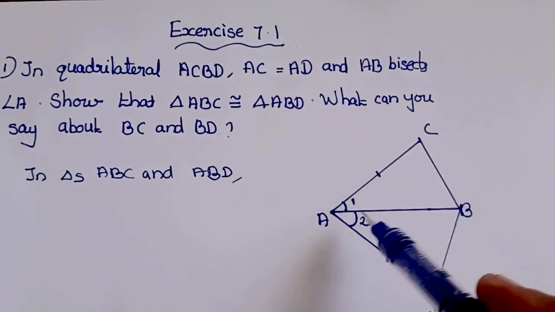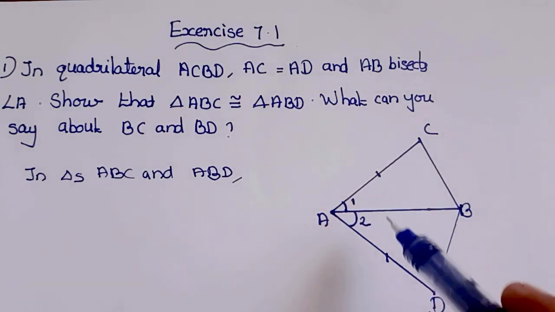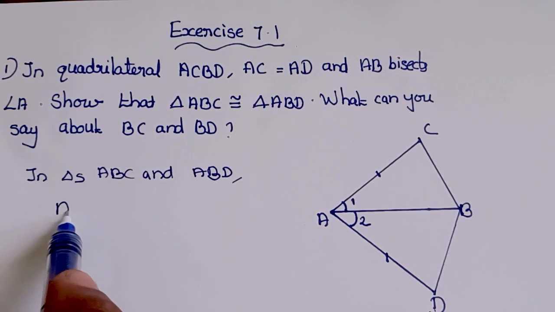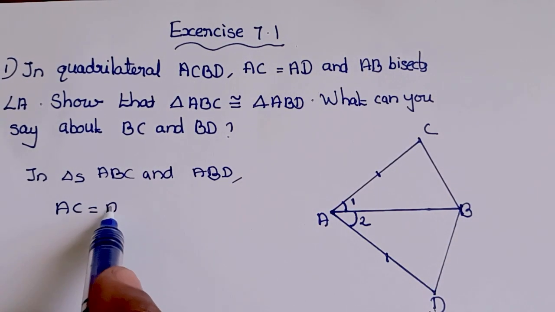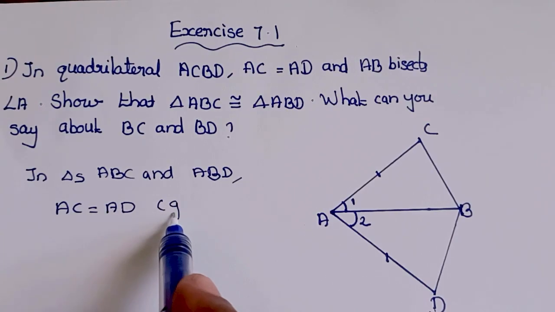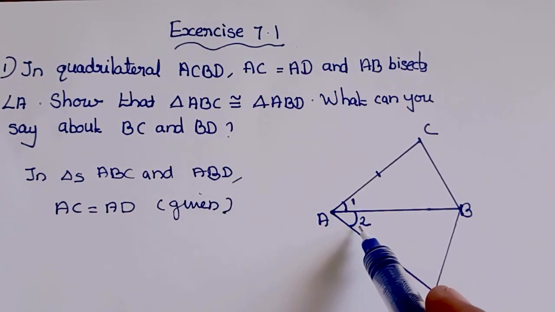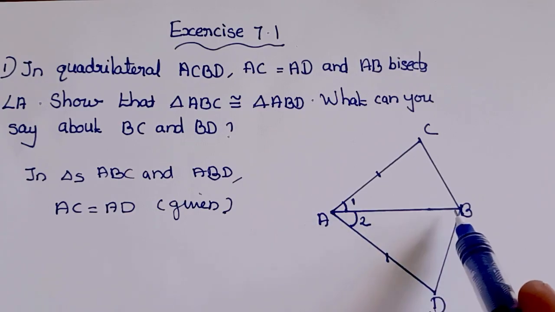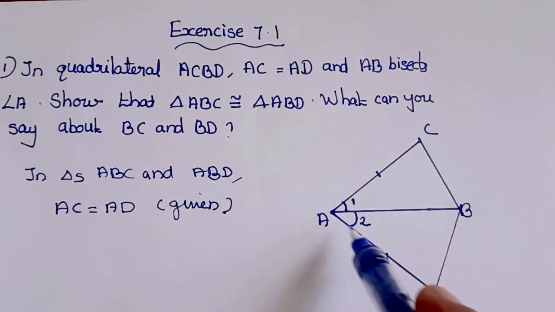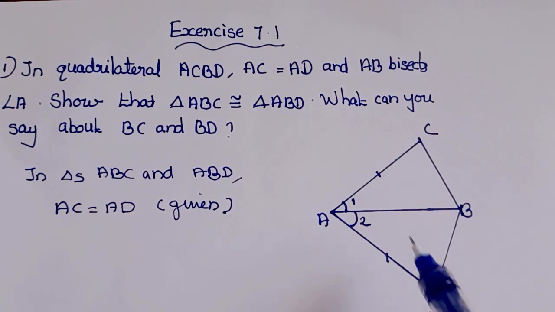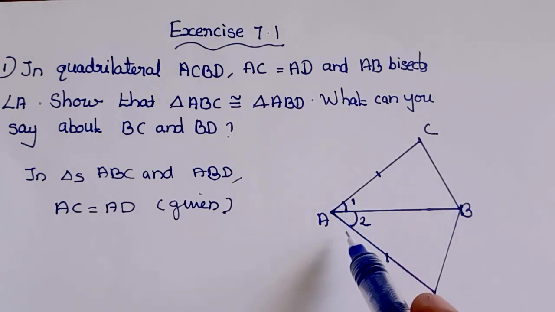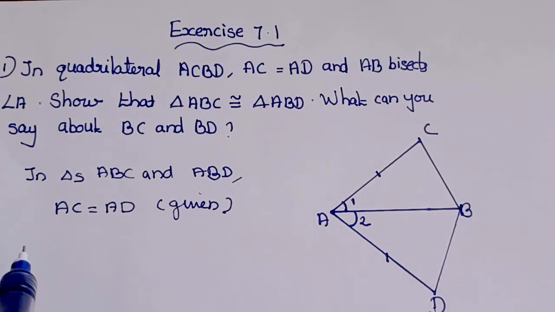In triangles ABC and ABD, we have AC equal to AD, reason given. It is given that these two sides are equal, isn't it? Now angle 1 equal to angle 2, reason since AB is the bisector of angle CAD. We have given that AB is the bisector of this angle A. So angle 1 equal to angle 2.